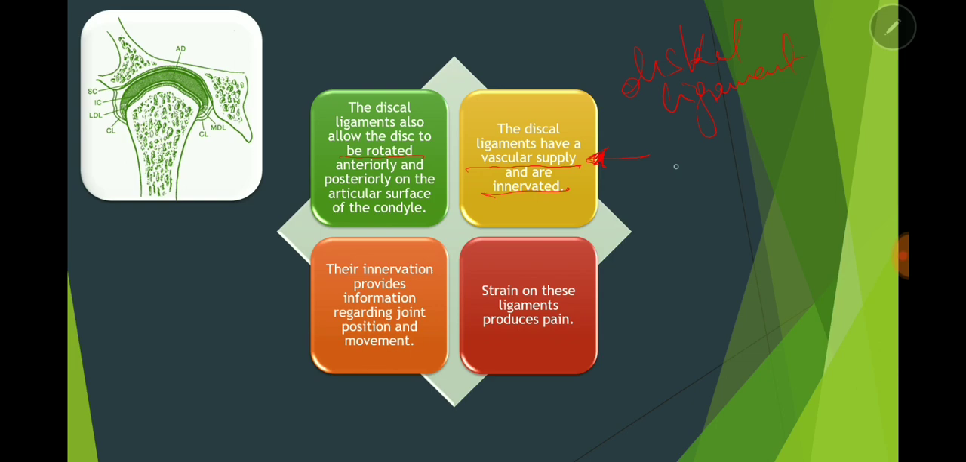The innervation of the discal ligaments provides information regarding the joint position and movement. So straining on the discal ligaments will produce pain because they have nerves. So I told you, when the discal ligaments become stretched, you start having internal derangements or TMJ dysfunction.